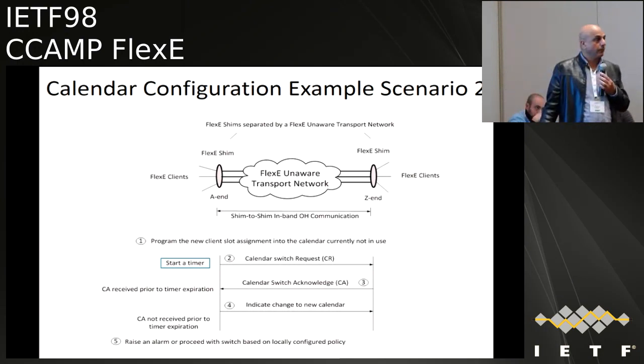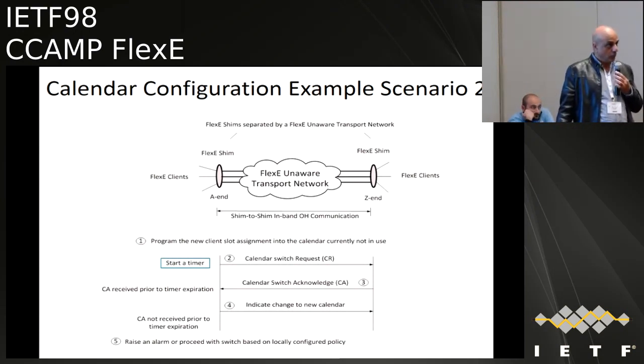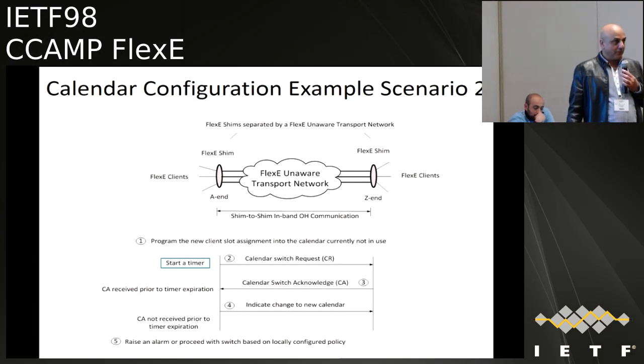Just to point out, the AN and the CN, is that supposed to be a piece of equipment in your drawing, or what exactly? It is a piece of equipment. This could be, for example, if it's a flexi unaware case, most likely a router.